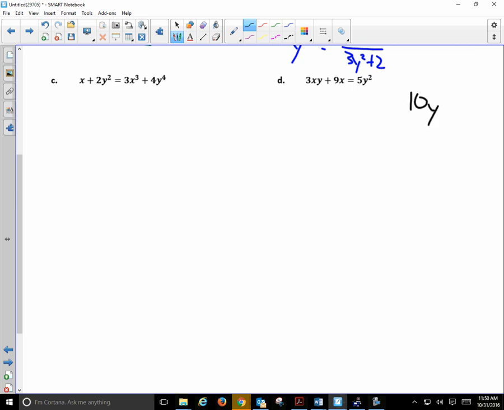We'll do the 10y prime, 9. But what about that 3xy? Oh, no. Anybody got a great idea? I'm thinking of something we've already learned. Product rule, awesome.